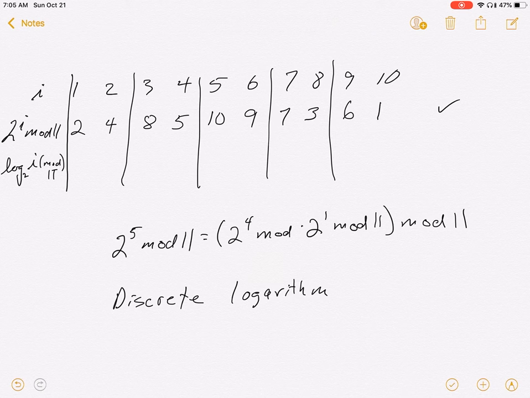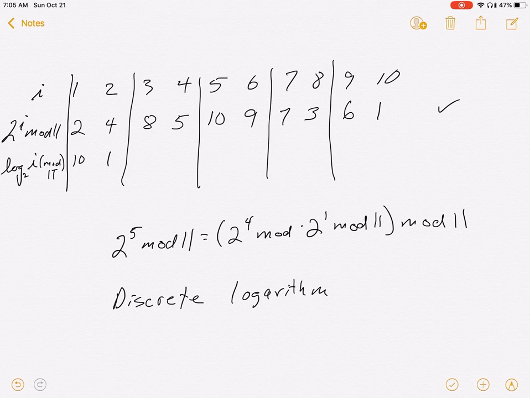So what do we raise 2 to? What power do we raise 2 to get 1 in this range? Well, it'll be 10 because of Fermat's little theorem. 2 to the 10 mod 11 is 1. What power do I raise 2 to in order to get 2? That's going to be 1. 2 to the 1 is 2.